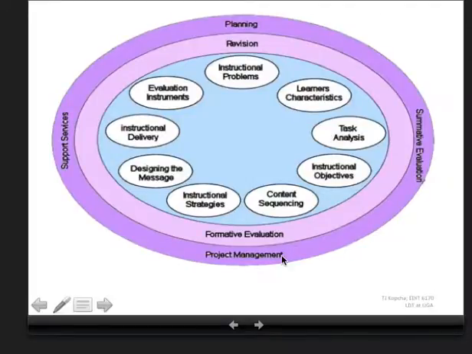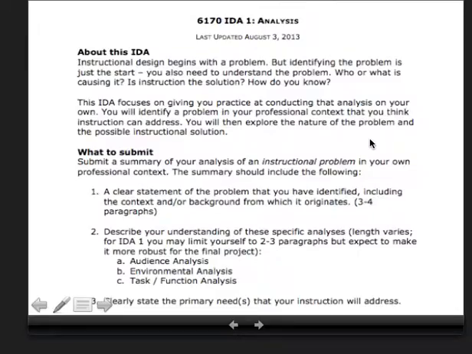Okay, so yeah, if it hasn't been clear, we're going to be covering pretty much the first quarter of our clock here, from 12 noon to 3 o'clock. And that's where we're at. We're moving from problems to analysis, and that's what IDA 1 is all about. Instructional design begins with the problem.